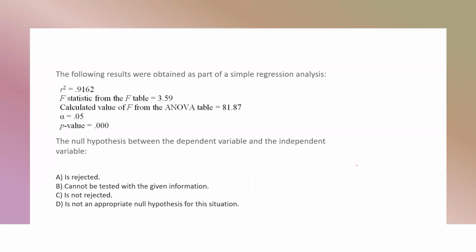The following results were obtained as part of a simple regression analysis. So the null hypothesis between the dependent variable and independent variable should be rejected or accepted. So the p-value is 0, smaller than the significance value. Therefore, I should reject the null hypothesis, right? So that is all that we have.